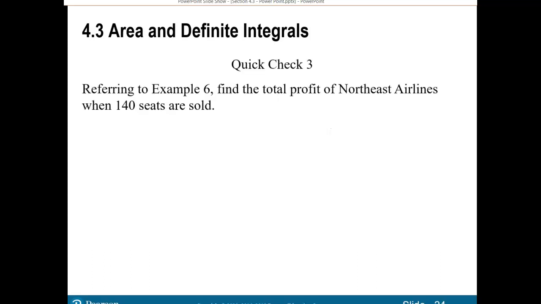All right, so let's go back to that example. This time find total profit of Northeast Airlines when 140 seats are sold. Okay, so you can pause the video, try this one. It's the same function, same procedure, only instead of a 60, you're going to use 140.